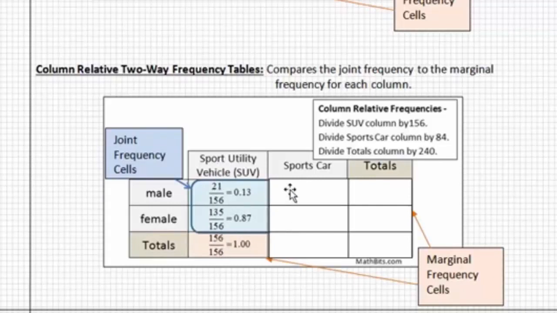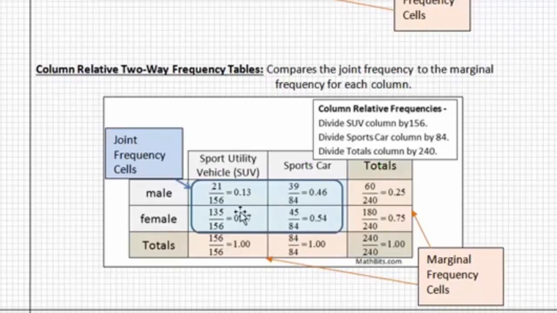Same thing with sports cars. We could look at it that way. And here we're just looking at it by totals. So 25% of the people surveyed were men and 75% of the people surveyed were women. So that also helps us look at our sample size. Our sample size was dominated by women. It was not equal here.